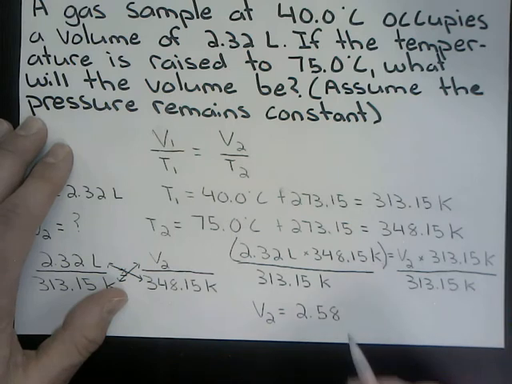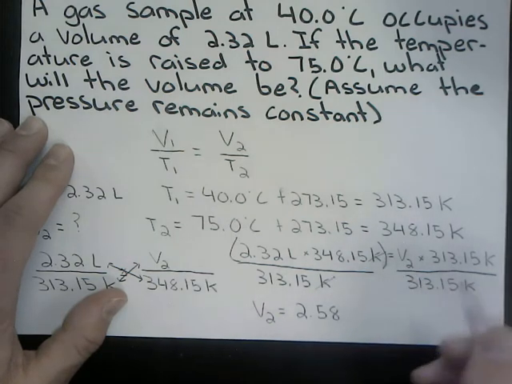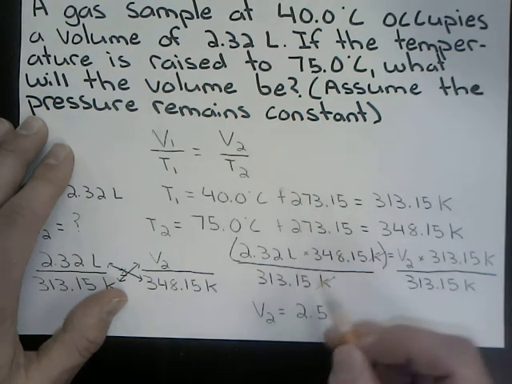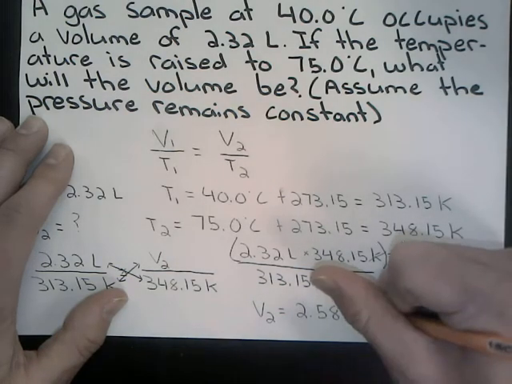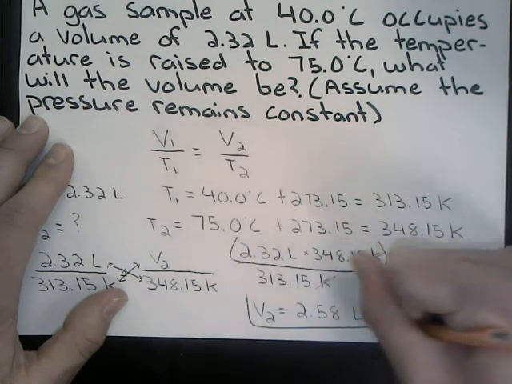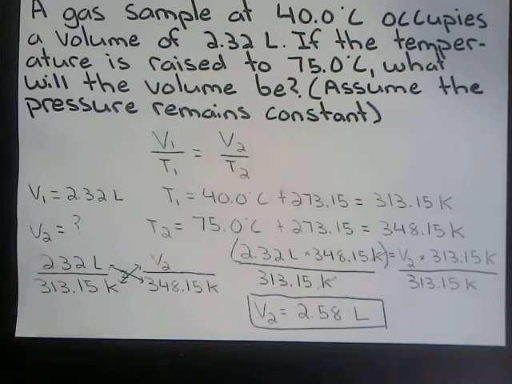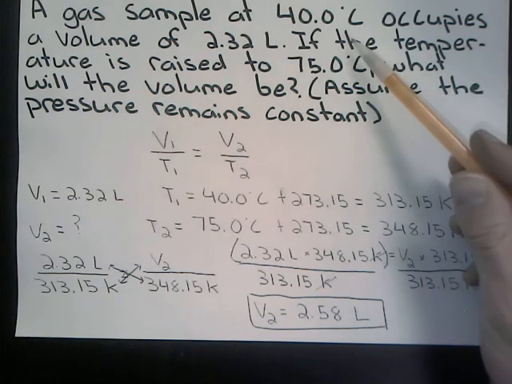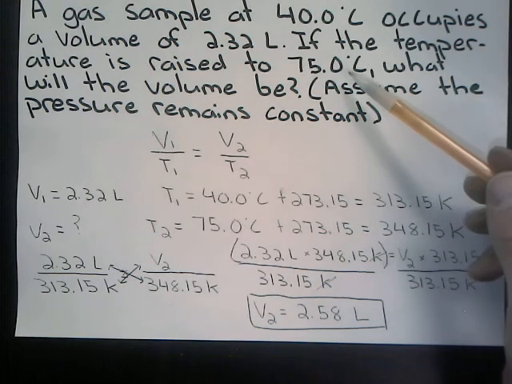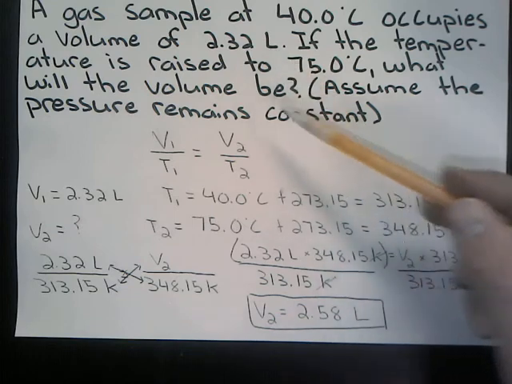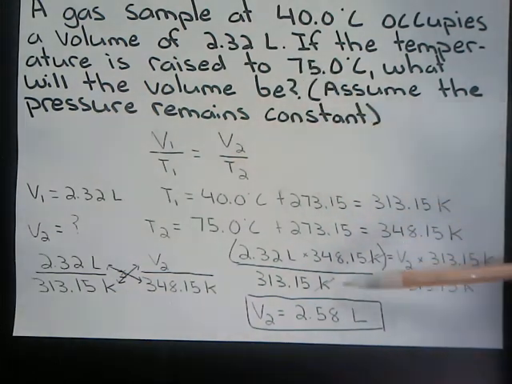And again, we turn to our canceling of units. So our units of temperature cancel, and we're left with our units of L for liters. Okay, so that is how we would solve a Charles Law problem. Notice here, we increase the temperature from 40 to 75 degrees Celsius, and our volume also increased. Okay, so that is something to keep in mind as we go through and do some of these problems.